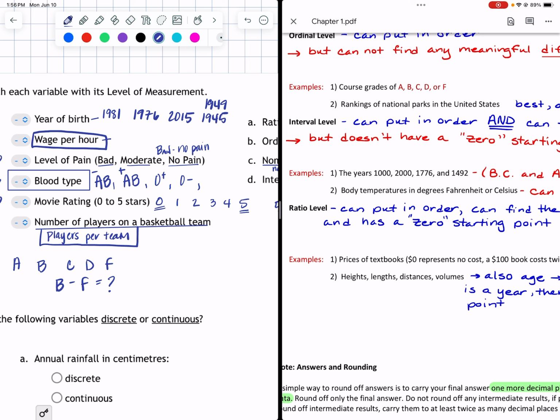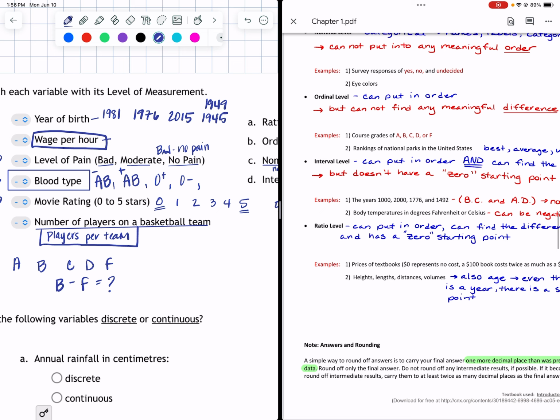Could I put those in order? Absolutely. Could I subtract two of them? I could take these two, the 1949 and the 1945. I could subtract them. And that would be the age difference of my parents. So that has a meaningful difference.